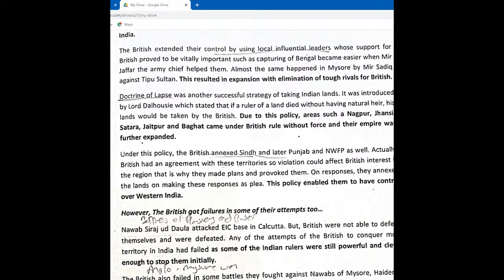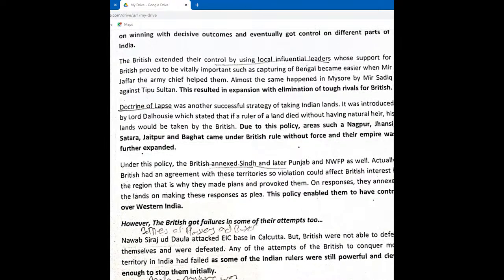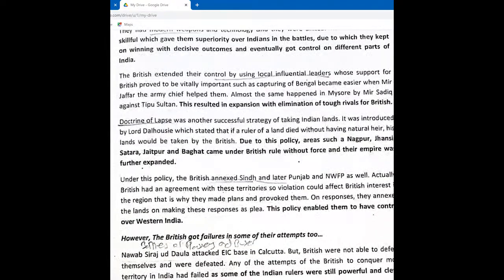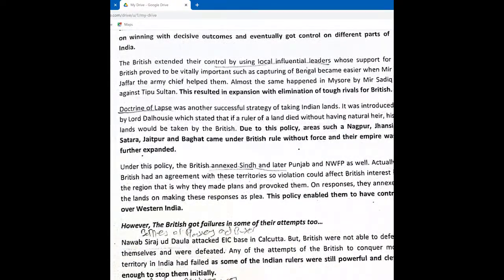And now the third success: the doctrine of lapse was another successful strategy of taking Indian lands. It was introduced by Lord Dalhousie, which stated, now you can explain the doctrine of lapse, and let's read the analysis. Due to this policy, areas such as Nagpur, Jhansi, Satara, Jaipur, Baghat came under British rule without force, and their empire was further expanded. So guys, we've seen 3 successes up till now, 3 successes as to how the British were taking control of the lands of India.